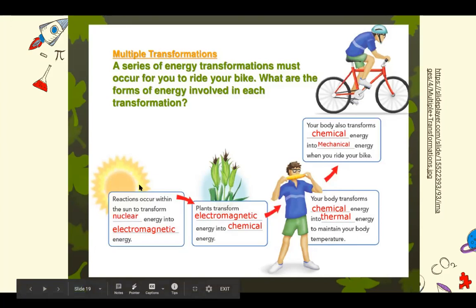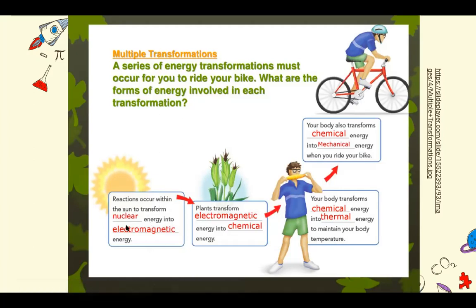So, we have the sun. What kind of energy do we have coming from the sun? Reactions occur within the sun to transform nuclear energy into electromagnetic energy. The electromagnetic energy is the visible rays, the light that we get from the sun. And then plants transform electromagnetic energy, which they got from the sun, into chemical energy.